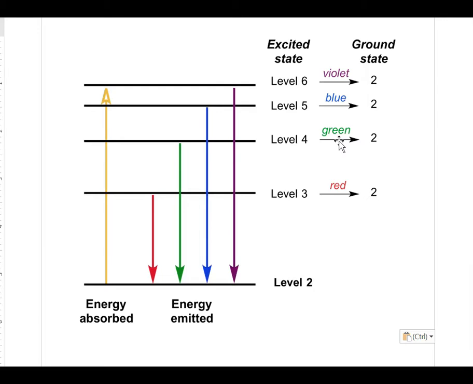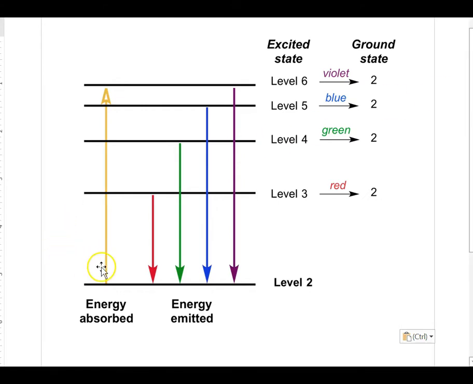If we had a very big jump in energy, let's say we jumped from a ground state of 2 up to an excited state of a level 6. When that electron falls from the excited state to the ground state, it is going to release a lot of energy. So we are going to see a high energy light like violet. It is also very important to remember the light is not seen until the electron falls back down from the excited state back to the ground state.